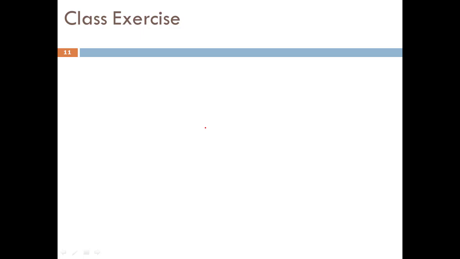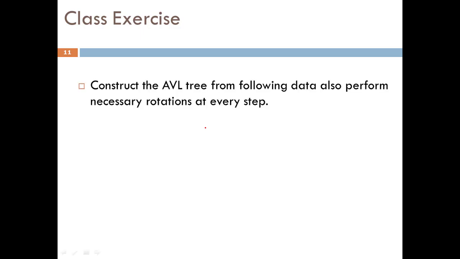So dear students, we need to have some exercise from you. We need to construct the AVL tree from the following data. Also we need to perform the necessary rotations at every step. For example, these are the given values 12, 25, 35, 45 and so on. So we need to insert these values into an empty AVL tree. First 12 will be inserted, then 25, then 35.